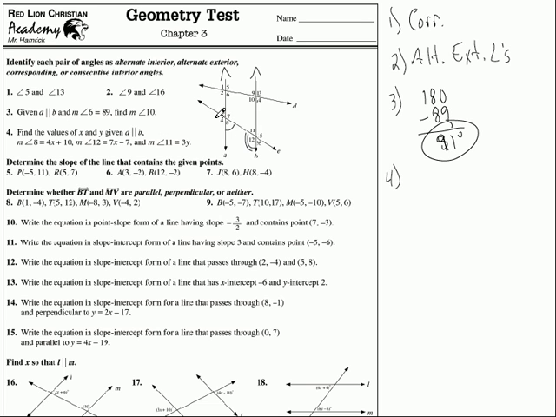So here we go, 8 and 12. Again, what's the relationship between 8 and 12? Same kind of relationship we had up there. They're consecutive interior angles. So if these are parallel lines, consecutive interior angles are supplementary.